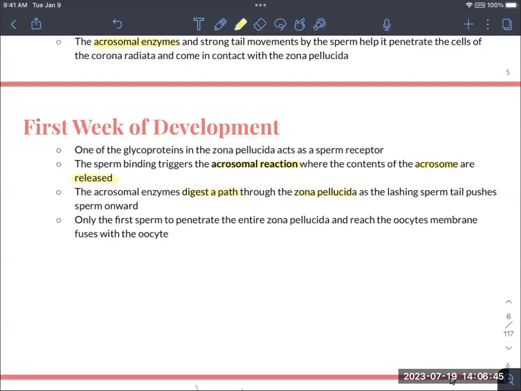Only the first sperm that can enter that zona pellucida is able to reach that oocyte's membrane and fuse with that oocyte. By the time one sperm has gotten through that entire zona pellucida to that membrane, the rest of this membrane is fused off, so nothing else can get in.